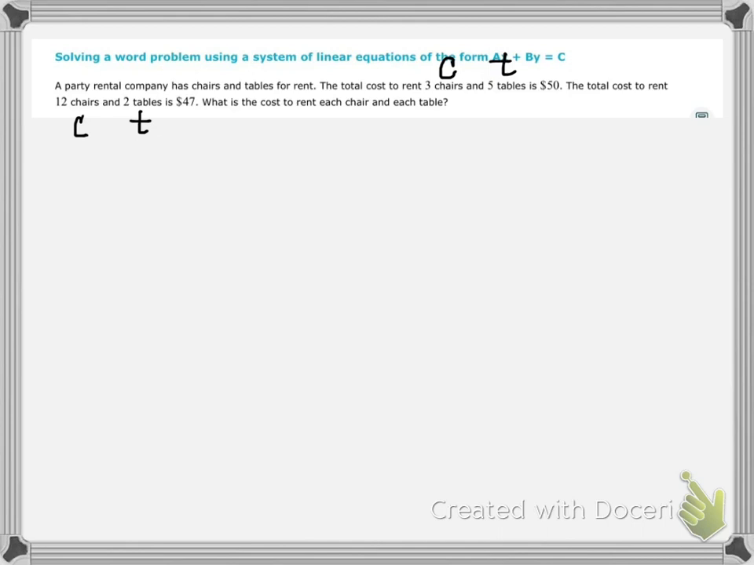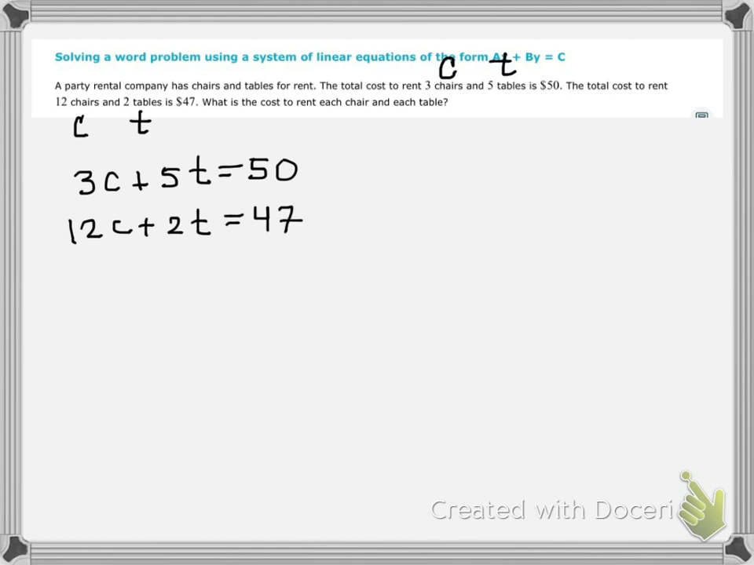Okay, so moving forward, taking the first sentence, I can do 3c plus 5t is equal to 50, and the second sentence gives me 12c plus 2t is equal to 47. I have the system of equations, and as I mentioned in the previous problem, we have a couple of ways of solving a system of equations. We can either solve by substitution, or we can solve by elimination. This one I'm going to solve by elimination. You recall the last one we solved by substitution.